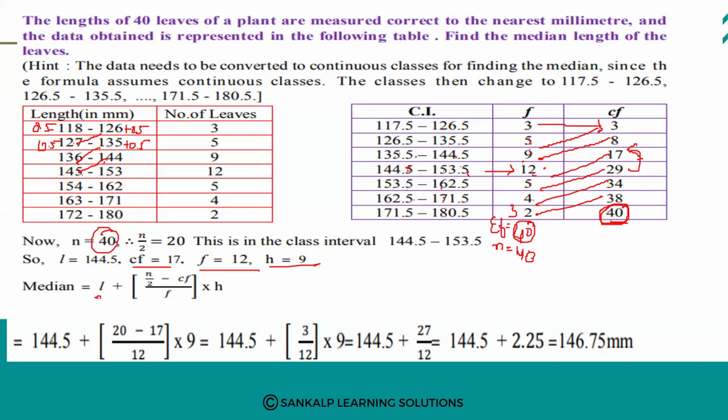L value is 144.5, n by 2 is 20, CF is 17, divided by 12 into 9. That is 144.5 plus 20 minus 17, 3 by 12 into 9. So 144.5 plus, 3 9s are 27, divided by 12. If you calculate 27 divided by 12, you will get 2.25. 144.5 plus 2.25 is 146.75. Okay. So this is for 3 marks.